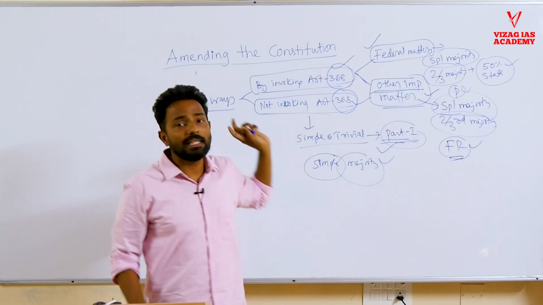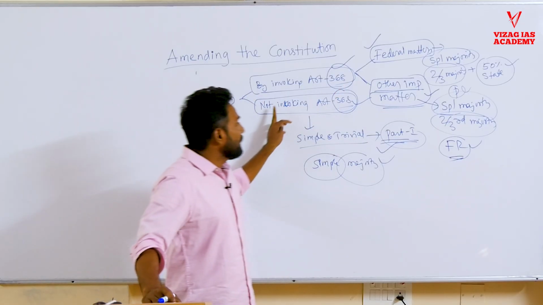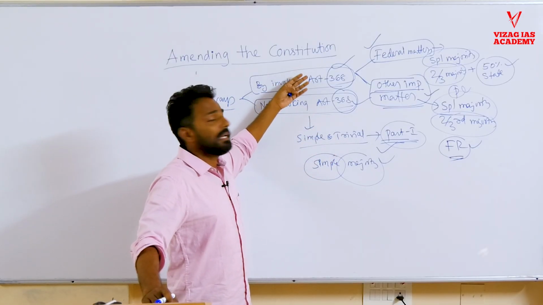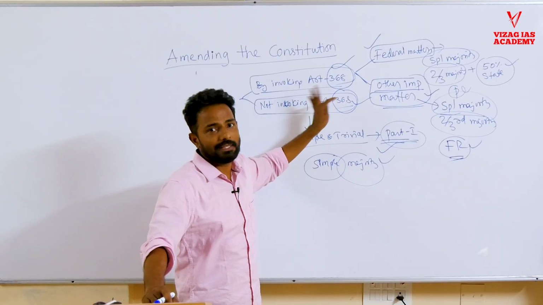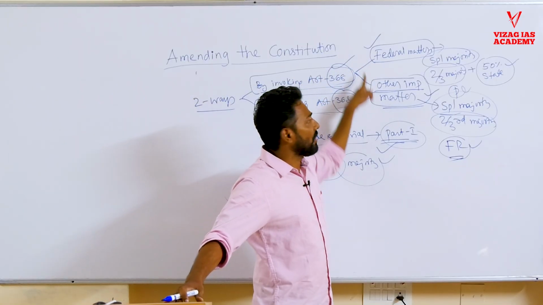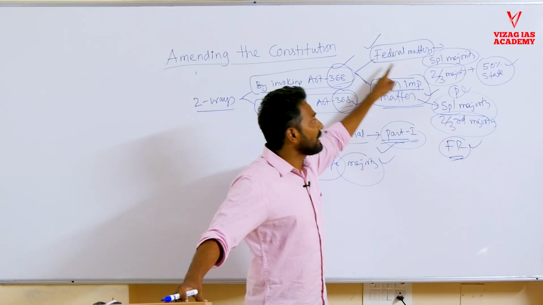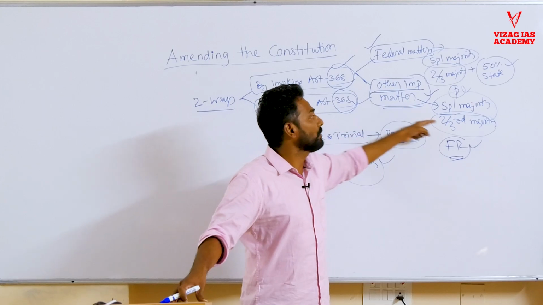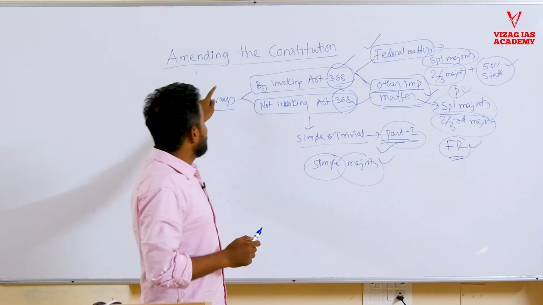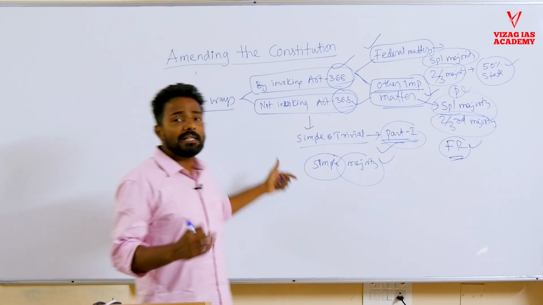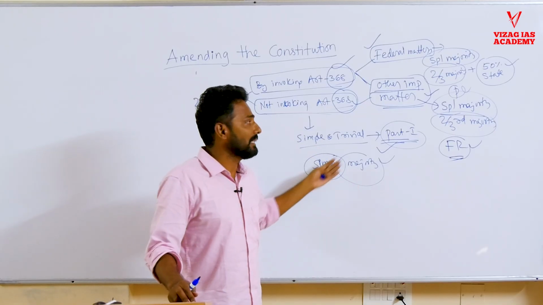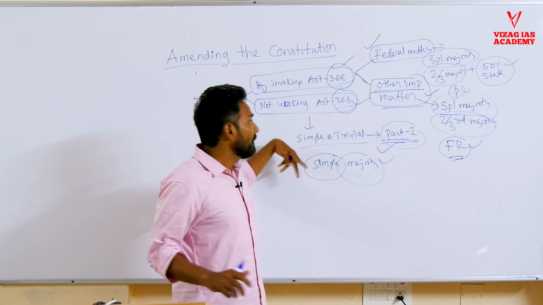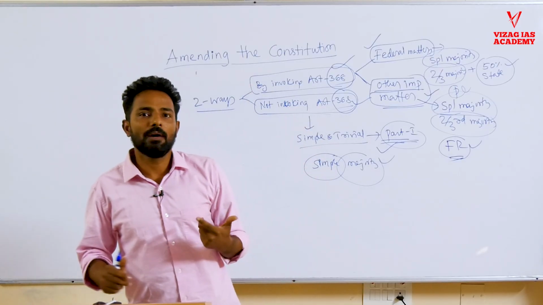So essentially there are two kinds. One is by not invoking Article 368, for simple and trivial matters. The other is for relatively important matters, for which you have to invoke Article 368. Among these there are federal matters and non-federal matters. Federal matters need a two-third majority plus the consent of 50% of the states. Other non-federal matters need a two-third special majority. This is the process of amending the constitution. In the next class we will see the various kinds of majority, simple majority and special majority, and then you will better appreciate the process of amending the constitution. Okay, thank you.